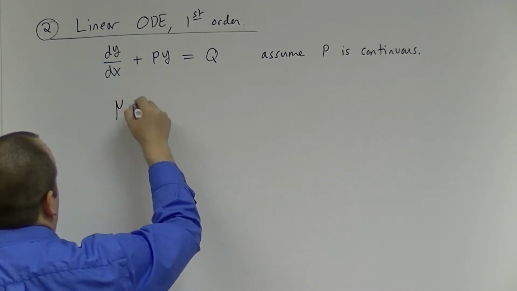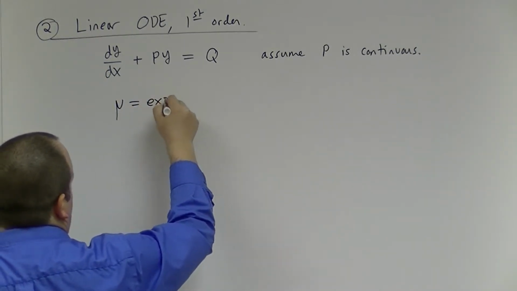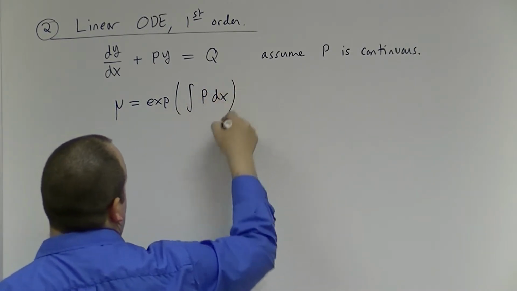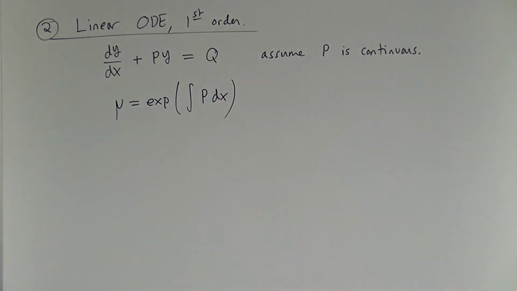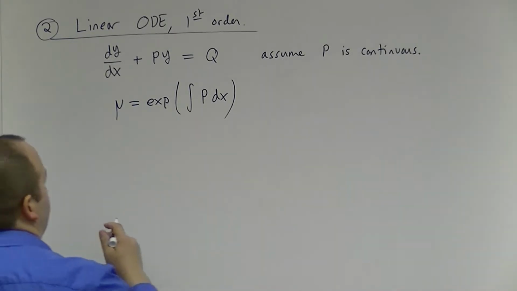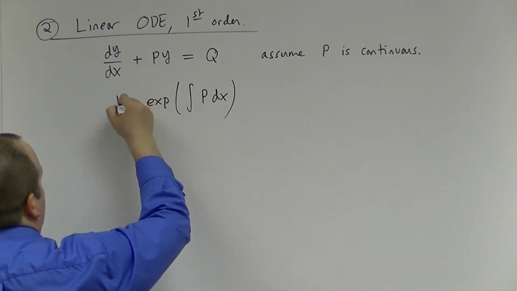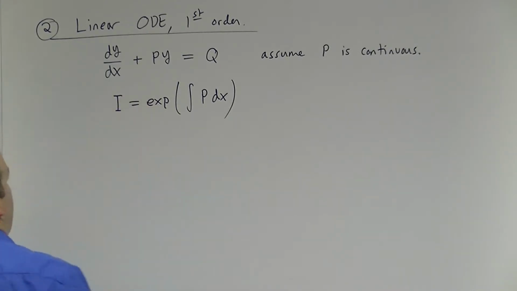You say mu is the exponential of the integral of p dx. Or you could call this thing I. I'm going to call it I because that way it looks a lot different than my y. I is easier to see. And I is for integrating factor. But again, some books might use mu or some other letter, or whatever.